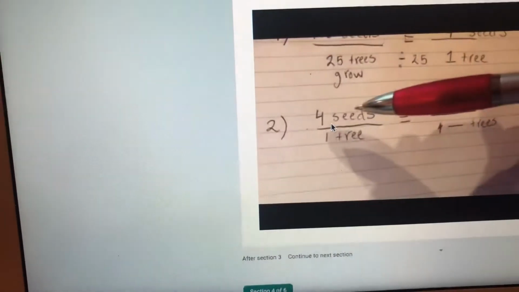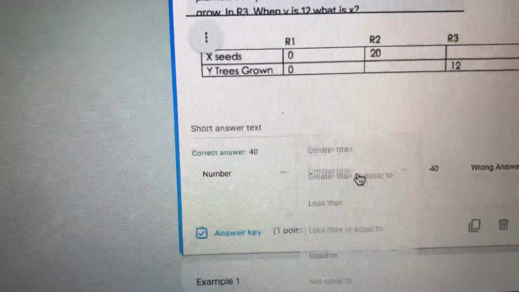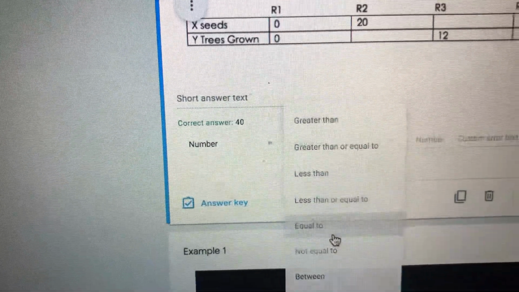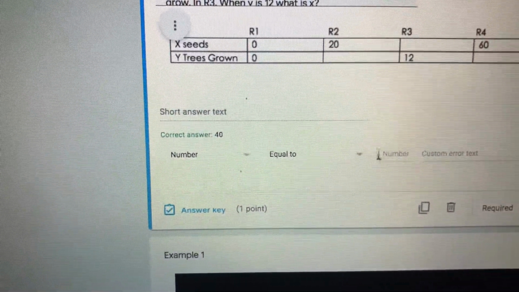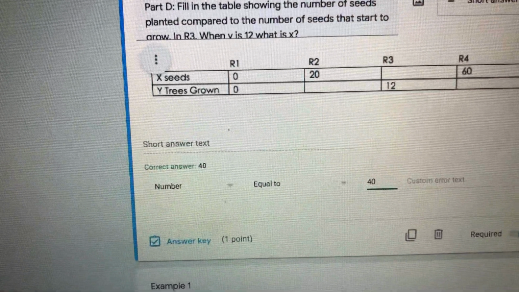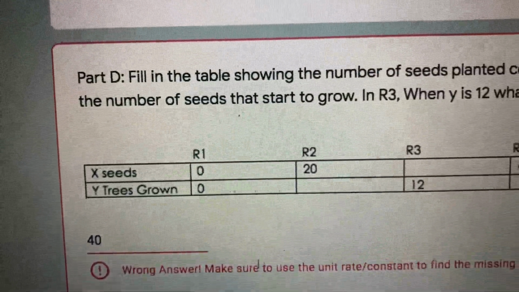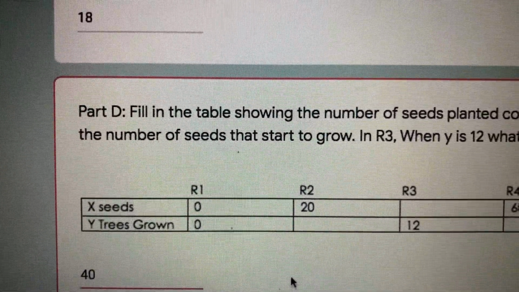Let me fix that, guys. If you're curious, it should be X is equal to 40. So that's not going to show up for you. The answer actually is 40. This is just a mistake on my end, so don't worry about that.